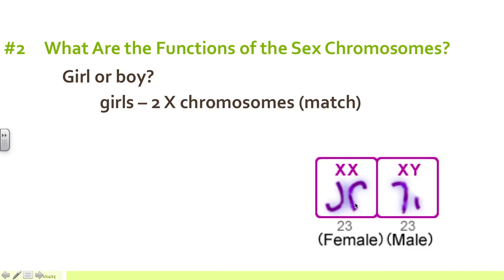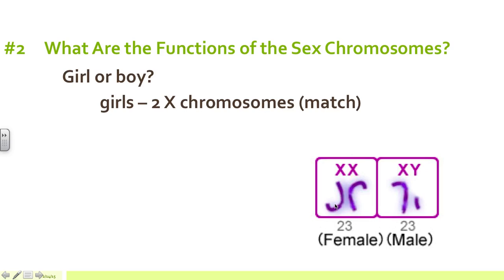So the first function of the sex chromosomes is to determine what your gender is going to be at fertilization. If you end up getting an X from mom and an X from dad, you're going to grow up to be a female. If you get an X from mom and a Y from dad, you're going to grow up to be a male.